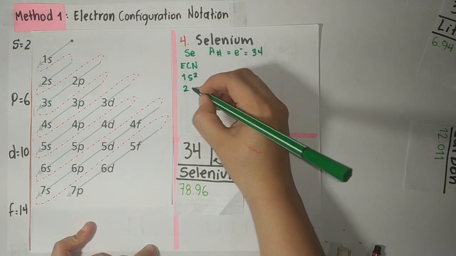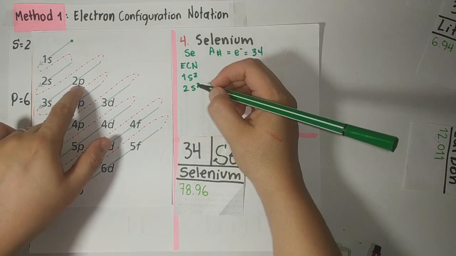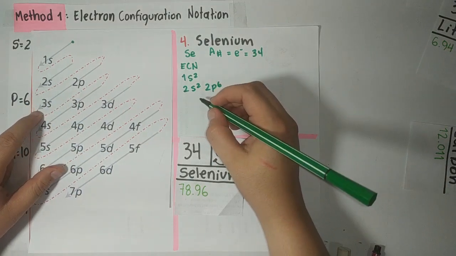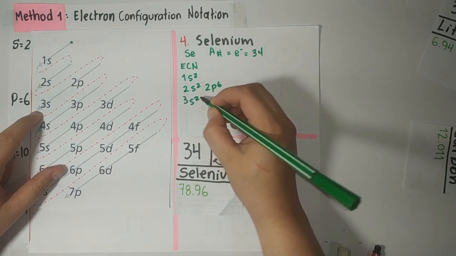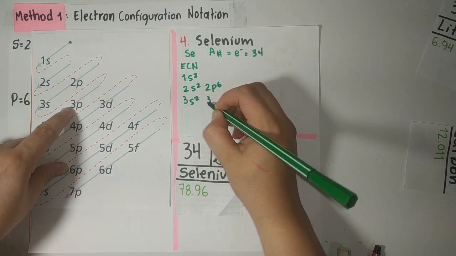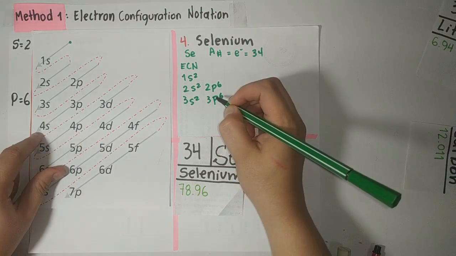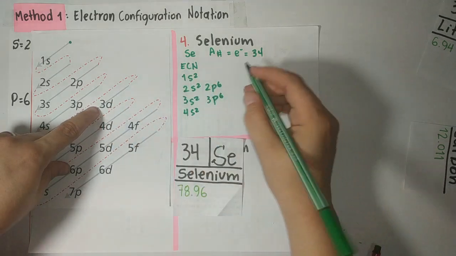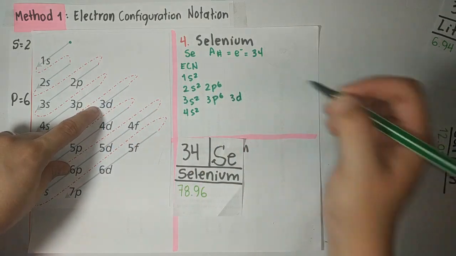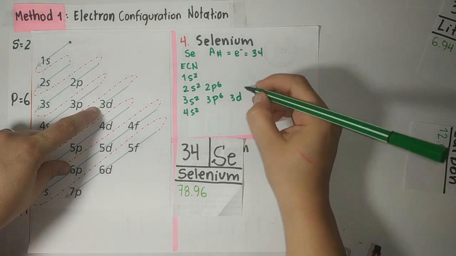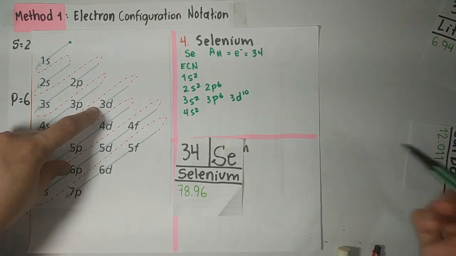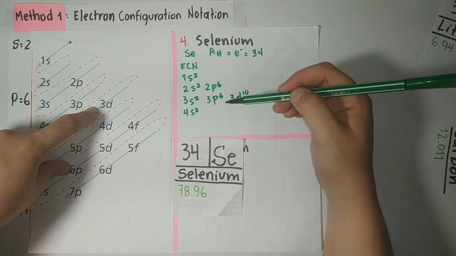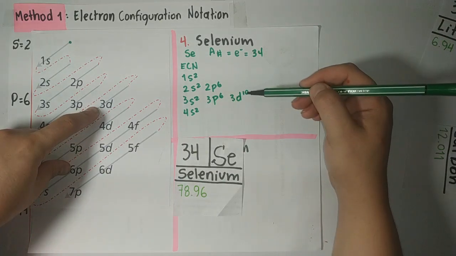1s2, 2s2, 2p6, 3s2, I continue, 3p6, 4s2, 3d10. Let's count how much we have. 2, 2, 2, 2, it's 8, and 12 is 20, and 10 is 30.